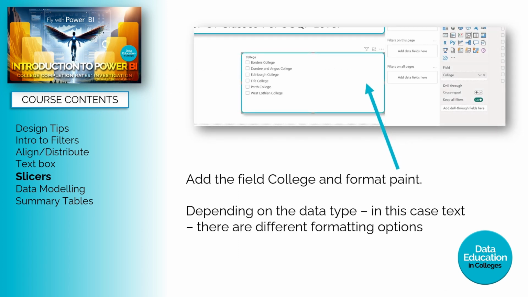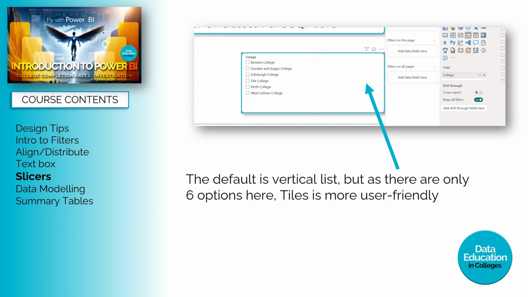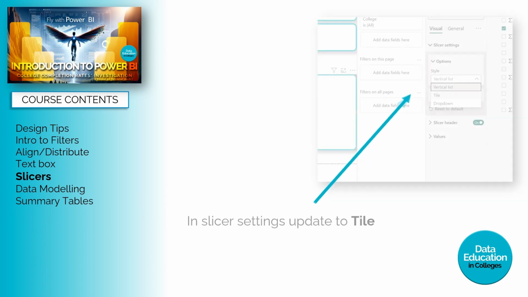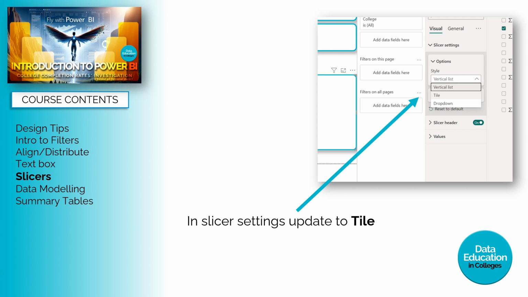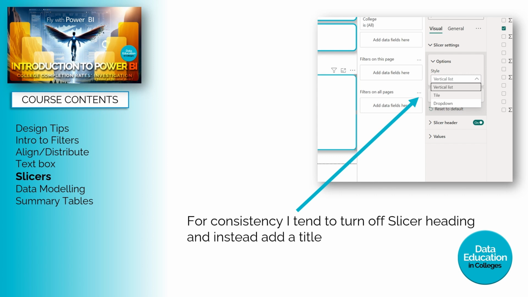Depending on the data type, whether there's numbers, text, and so on, there's different options. The default for text is this little checkbox, vertical list. But there's only 6 options here. Tiles is a much more user-friendly. It becomes like a little visual remote control. So in slicer settings, update from vertical list to tile. I also tend to turn off the slicer heading and then add a title instead. Just makes your whole dashboard consistent.